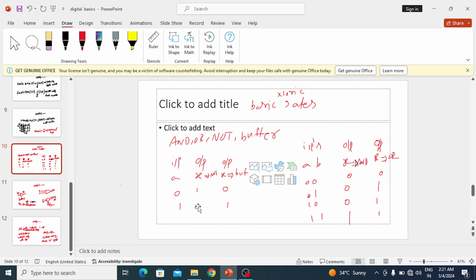NOT: when we are saying 0, it is saying NOT, which means no, which means 1. When we are saying 1, no means 0. So that is the meaning of NOT.